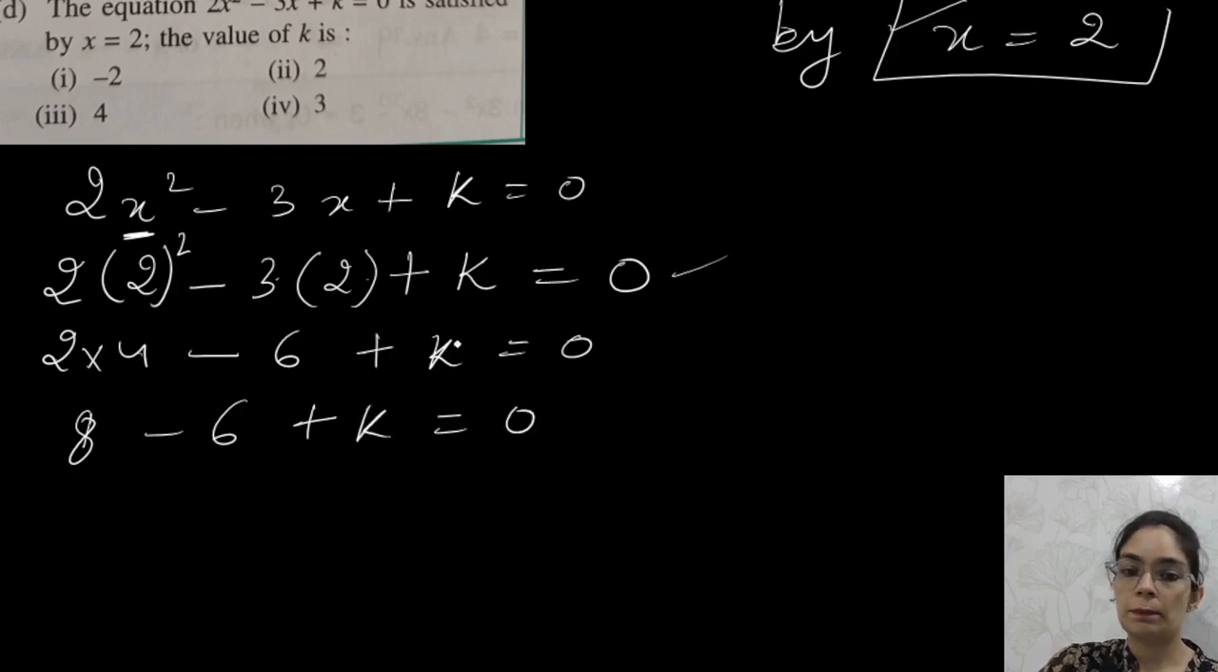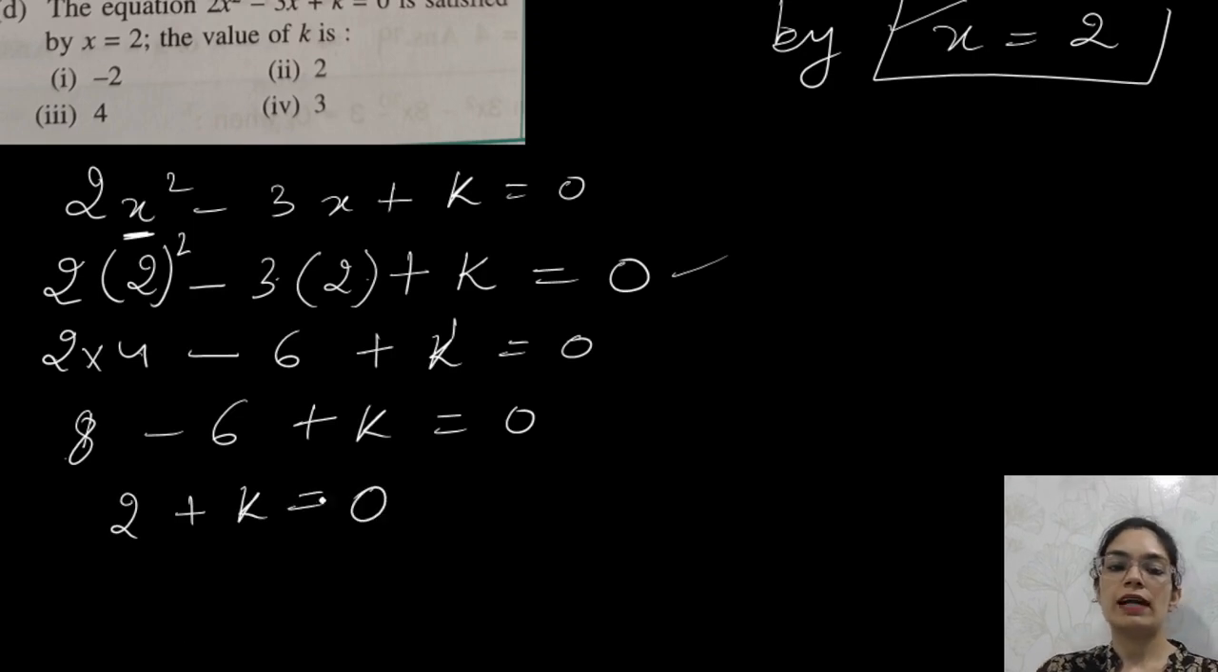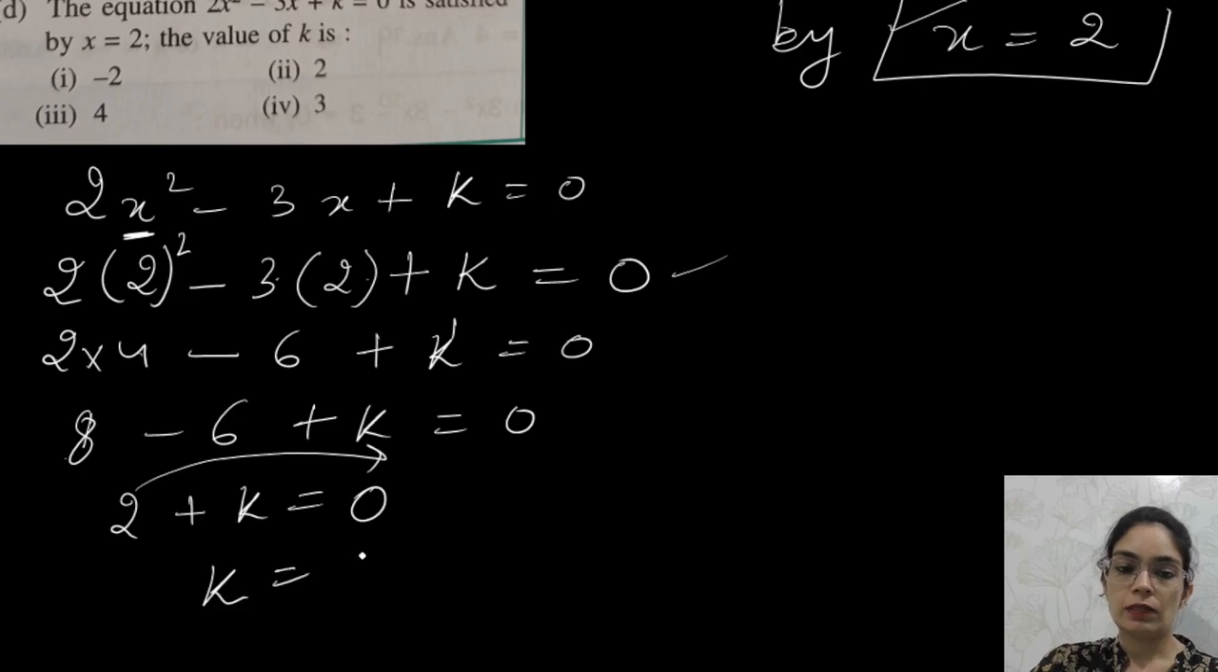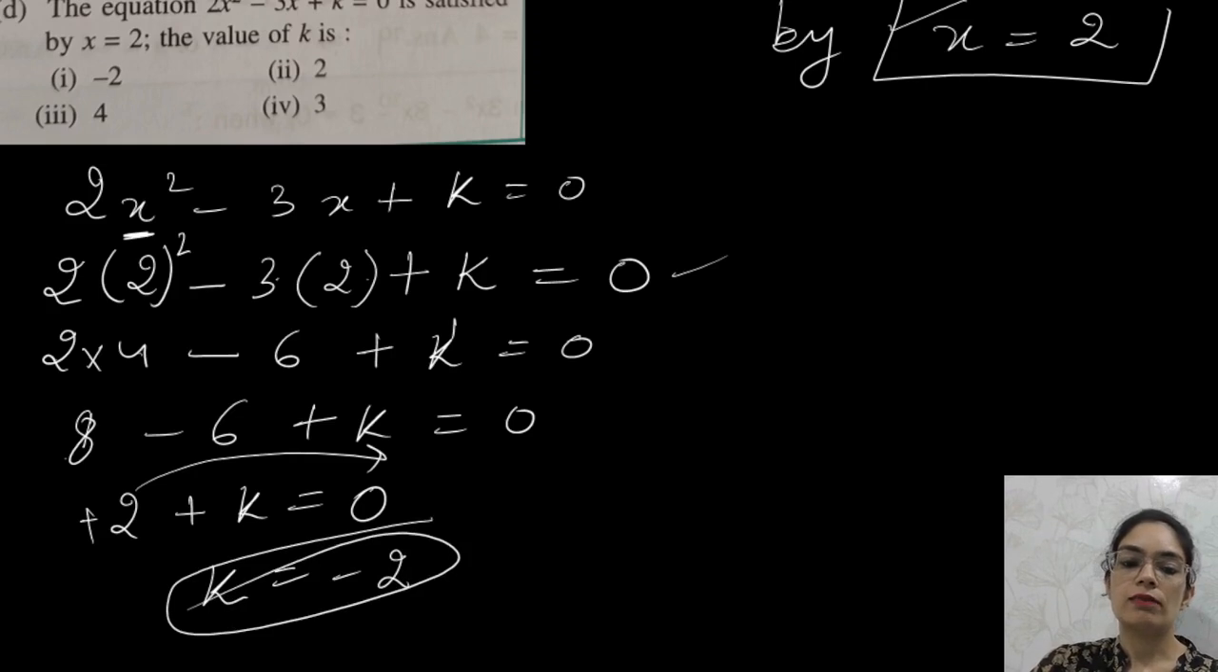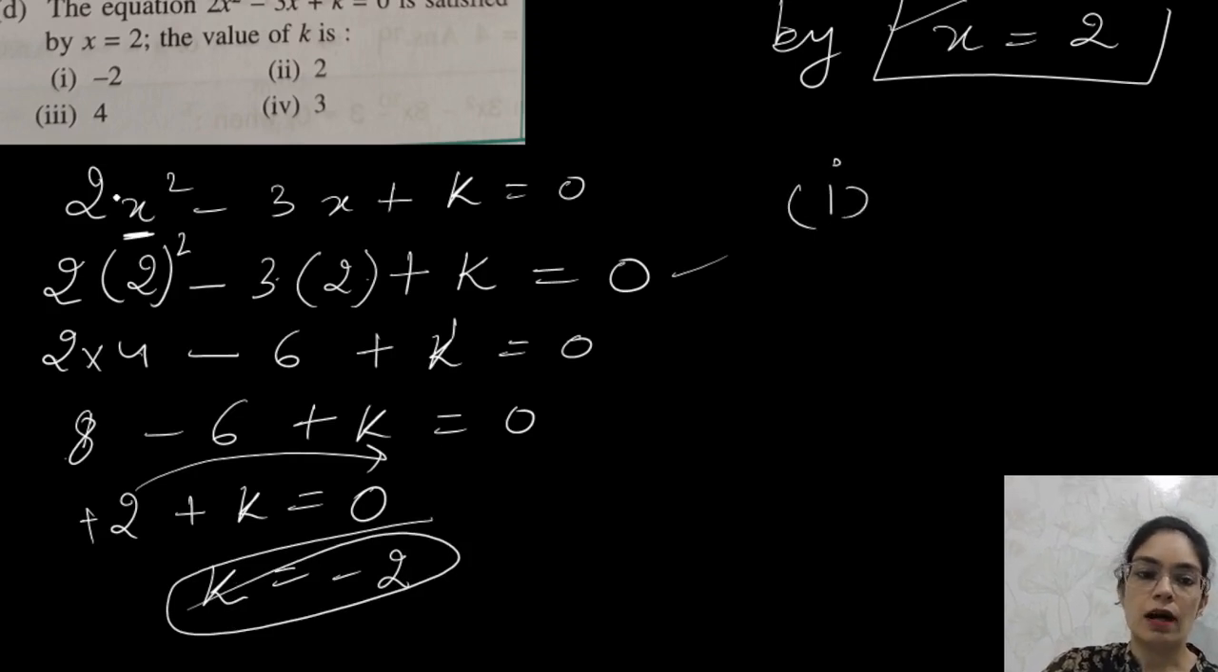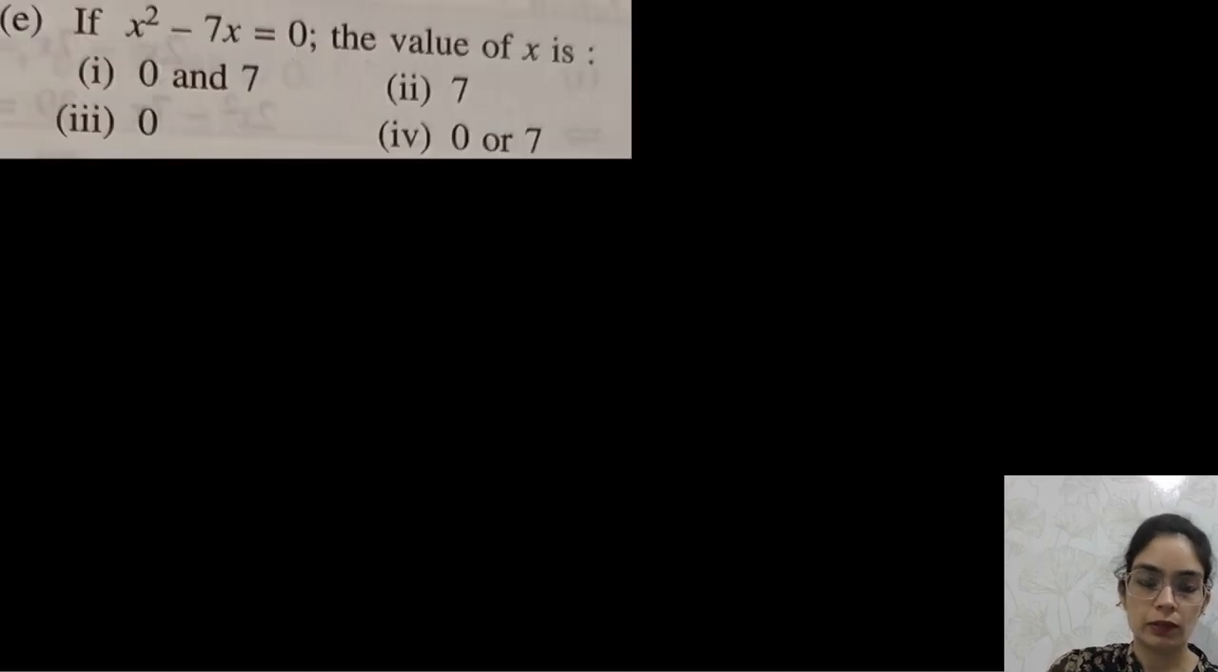Again, this has become a simple linear equation. We can just simplify it. Like terms I am solving. So 8 minus 6 is 2. So 2 plus k is equal to 0. So k we have to find. That means 2 we will shift to the other side. So k is equal to negative 2, because this is positive 2. So k's value we got is negative 2. So that means option number 1 is the answer of this question. Now let's do the next question. Question number E.